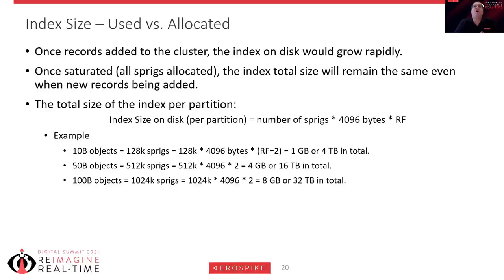So in terms of how much space that would take on the device, we'd see the 10 billion objects will have 128K sprigs as we saw just before, and that would mean 1 gigabyte to 4 terabytes of actual index space allocated on disk. 50 billion objects will have 16 terabytes in total, and 100 billion will have 32 terabytes in total. But the trade-off here is that we don't need that memory allocated, because 100 billion objects would have needed a lot of space in memory.